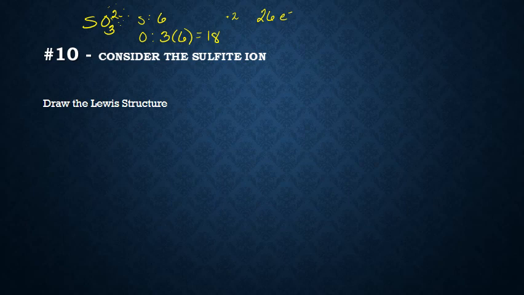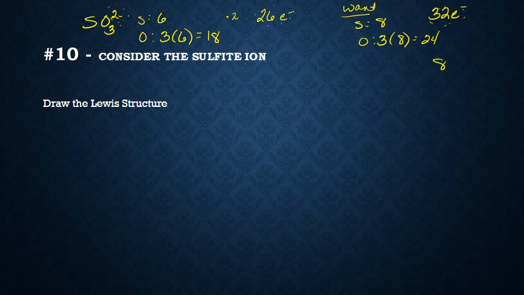But what does it want? Sulfur wants 8. Oxygen, all 3 of these want 8. So this molecule wants to feel as if it had 32 valence electrons. When I subtract this number and this number, I end up with 8 bonding electrons. Divide by 2, we get 4 bonds.